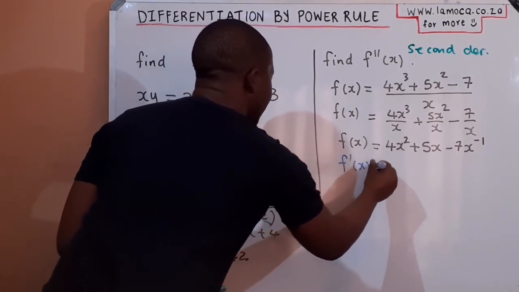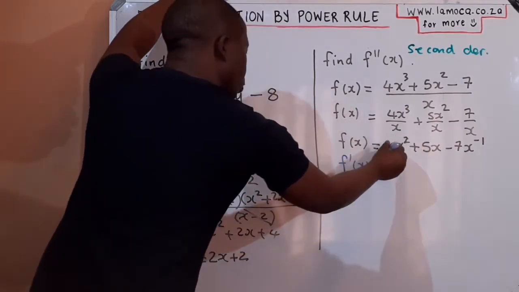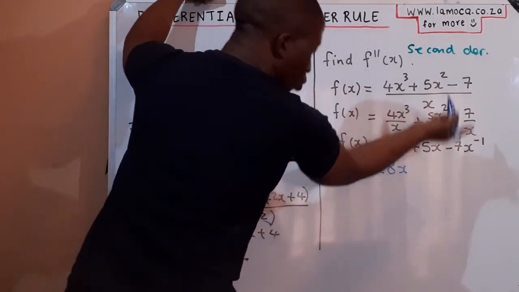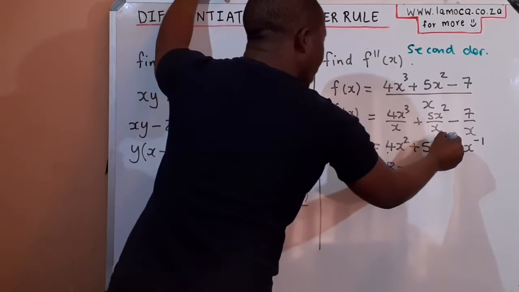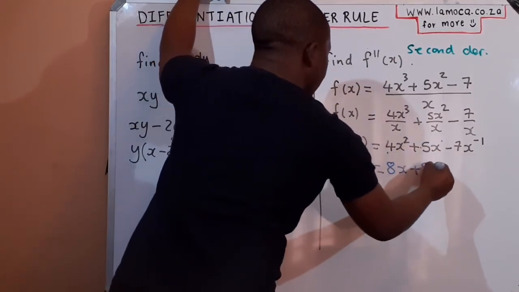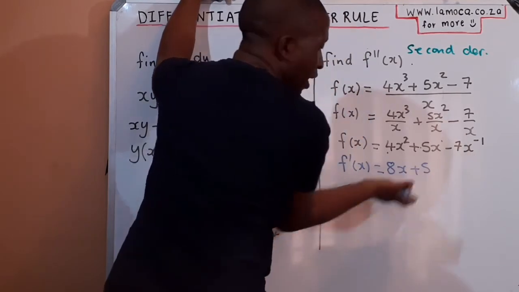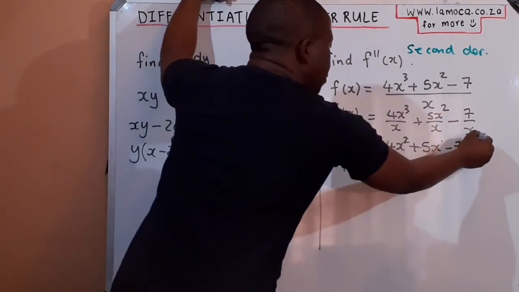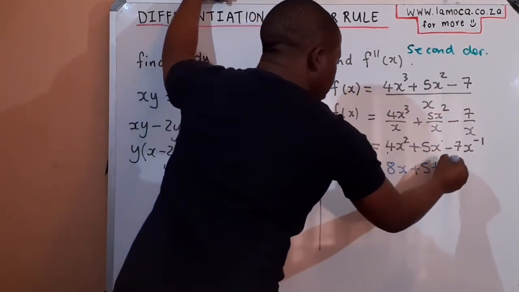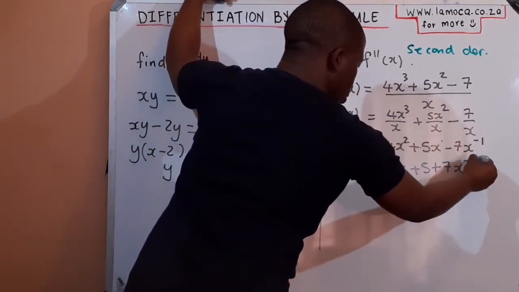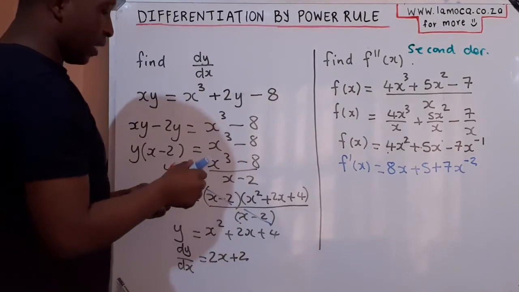F prime of x is exponent times coefficient, which gives you 8, x to the power of exponent minus 1, which is 1. 1 times 5 gives me a plus 5, x to the power 1 minus 1, which is 0. So I'll just have 5 remaining. Negative times negative gives you positive 7, x to the power of minus 1 minus 1, which gives us minus 2. And that is the first derivative.